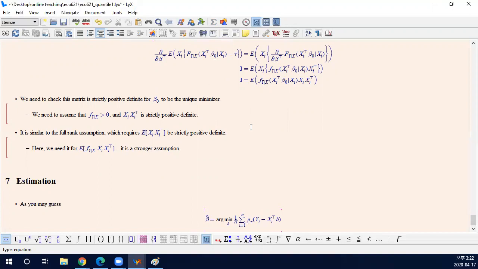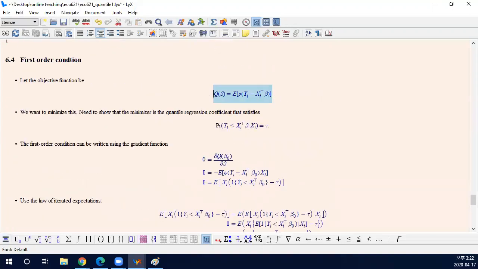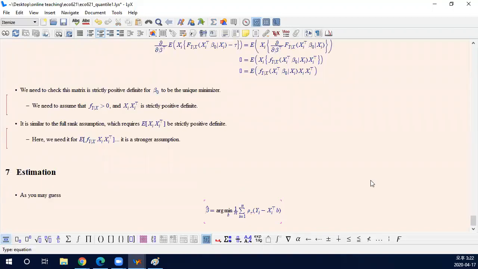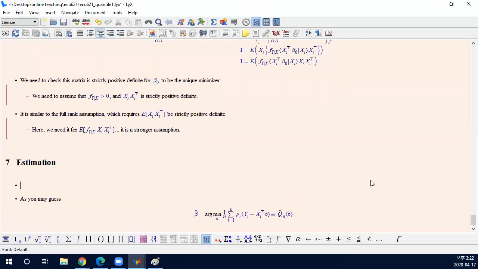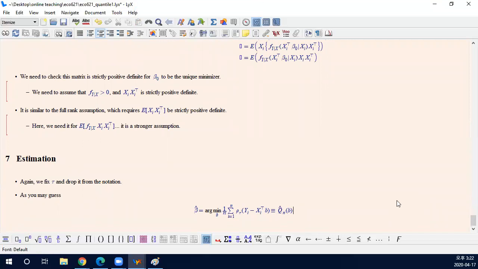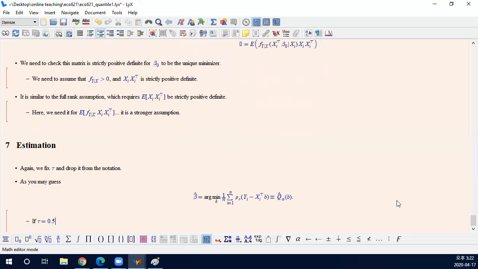Right? So this is exactly the sample version of this objective function. You may define this as q hat b. Again, by the way, we fix tau and drop it from the notation. Everything depends on tau. Everything is specific to tau. If you change tau, everything has to change, but I will hide it. It does not matter. And as you know, if tau is 0.5, it becomes the least absolute deviation estimator. So that is just a special case of the quantile regression model.